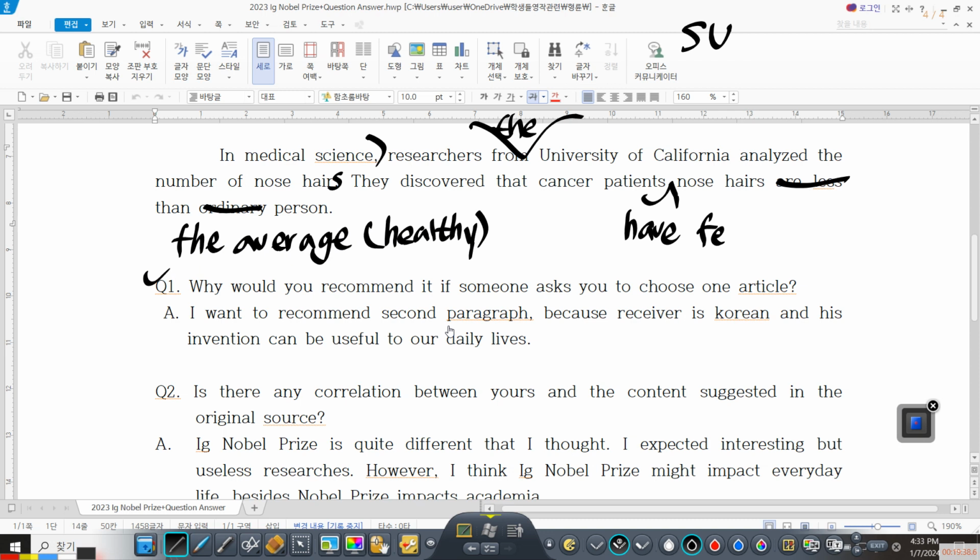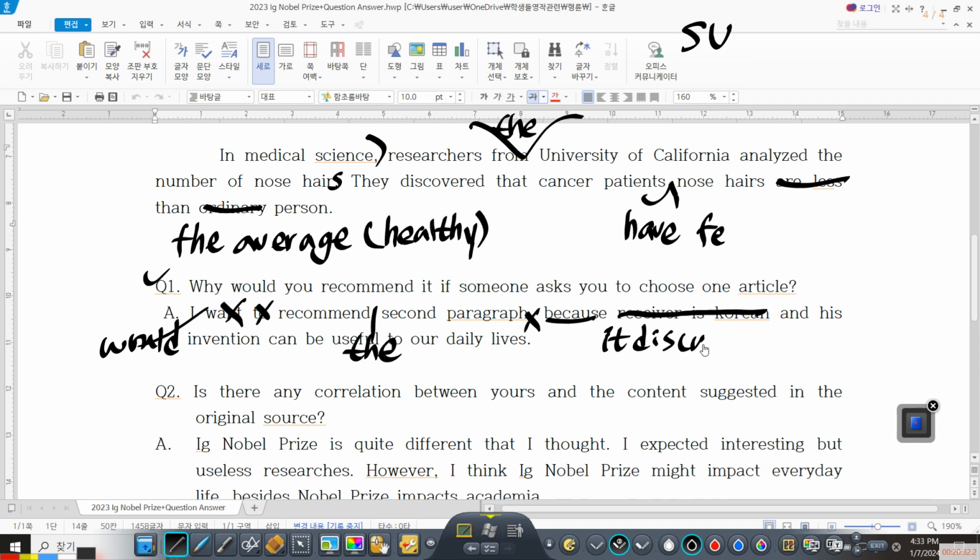I would recommend the second paragraph. Is it paragraph? Okay. Excuse me. Because you don't need comma here. Because는 접속사이기 때문에.